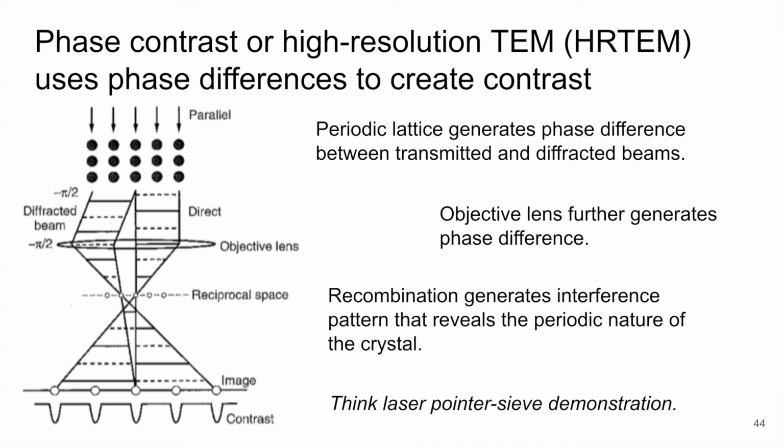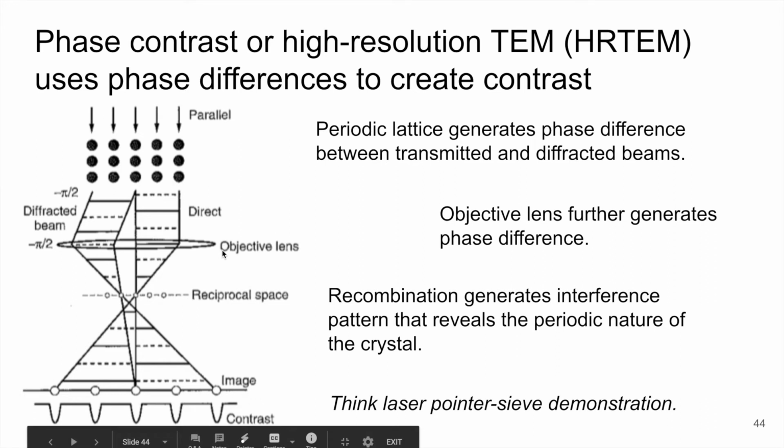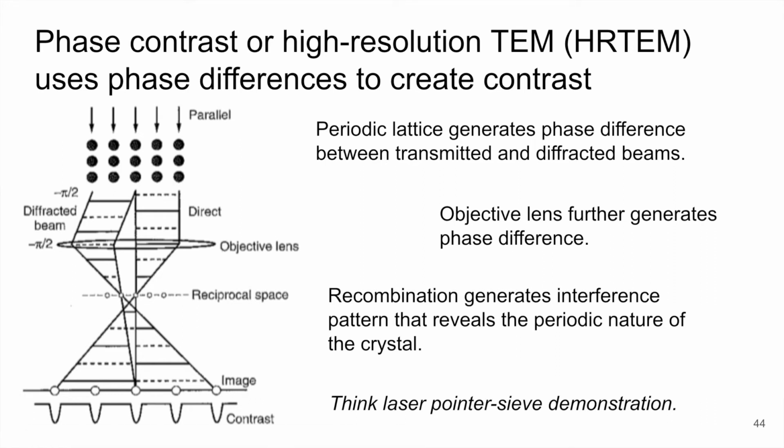And so this phase contrast, again, is dealing with phase differences. The best way to think about it is that, again, it is for crystalline materials. So again, that's a limitation of it. We can't use this phase contrast on amorphous materials. And so the contrast is generated.